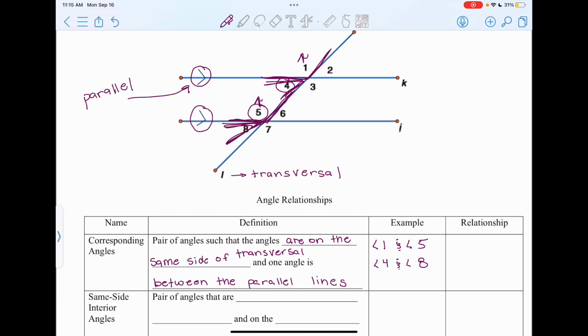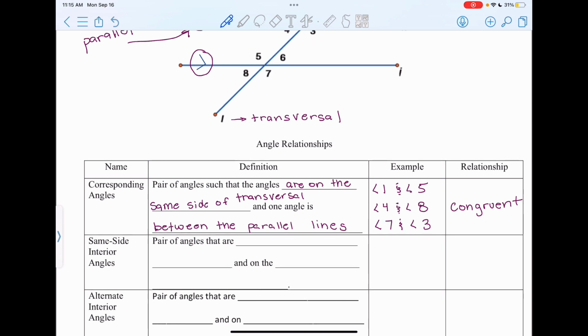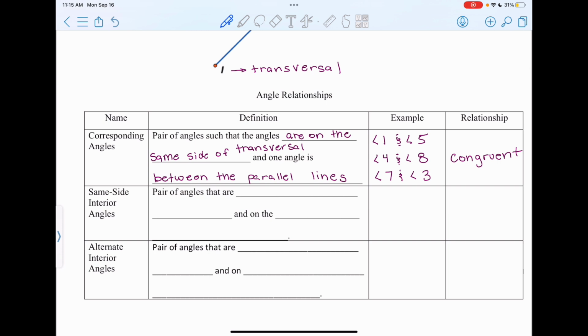And you could go on the opposite side of the transversal. So how about 7 and 3? Those are on the same side of the transversal, and 3 is in between the parallel lines. So angle 7 and angle 3. So those are corresponding angles. Corresponding angles are congruent. So if you see a pair of corresponding angles, you know that they have the same measure.